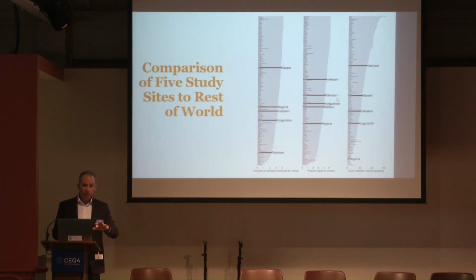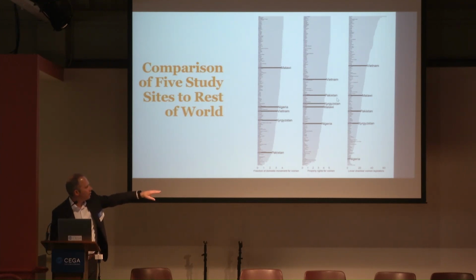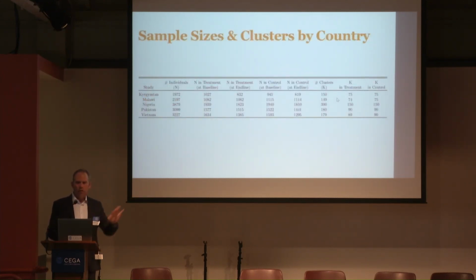I don't want to spend too much time on this, but these are across some freedom of domestic movement for women, property rights for women, and then whether women are represented in the legislature, just to give you a sense of the variance in women's empowerment that we saw before the study, and where our countries ranked on those. So you can see Vietnam ranked pretty highly in a couple of those, on property rights and lower chamber, Malawi on freedom of domestic movement for women. I don't want you to dwell too much on this, but I do want you to see that for the most part, everybody followed the same strategy, but we have different numbers of individuals and different numbers of clusters across teams, depending on the local context.